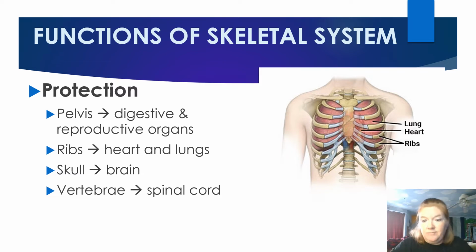Well, protection. So think about it. This is probably what a lot of people think of first with the skeletal system, but our ribs protect our heart and lungs, our skull or cranium protects our brain, our vertebrae protect our spinal cord, and our pelvis also serves to protect some digestive and reproductive organs. So protection.